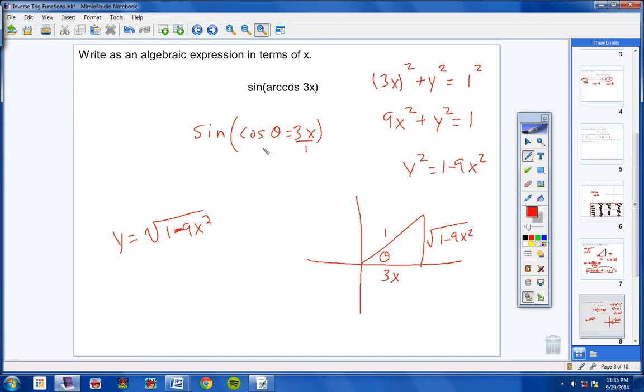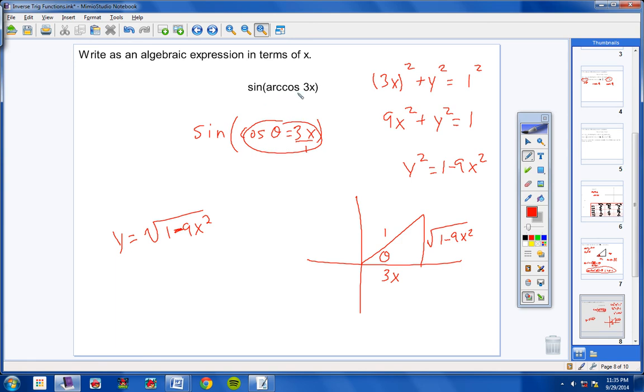Because look, first of all, we took arc cosine, and we rewrote it as cosine theta equals 3x over 1. And we did that to get our triangle. And now that we have our triangle, remember, please don't miss this, students. Anytime you're solving an arc cosine, you're getting out of theta. You're getting out of angle, a theta. So this entire expression right here is theta, okay?